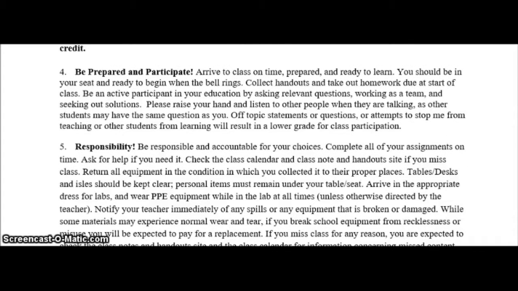4. Be prepared to participate. Arrive to class on time, prepared, and ready to learn. You should be in your seat and ready to begin when the bell rings. Collect your handouts and take out homework that's due at the start of class. Be an active participant in your education by asking relevant questions, working as a team, and seeking out solutions. Please raise your hand and listen to other people when they are talking, as other students may have the same question as you. Off-topic statements or questions or attempts to stop me from teaching or other students from learning will result in a lower grade for class participation.